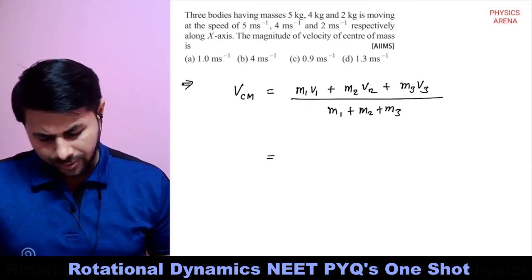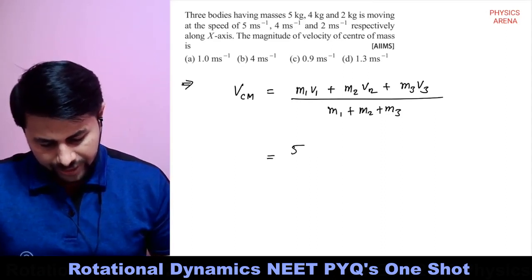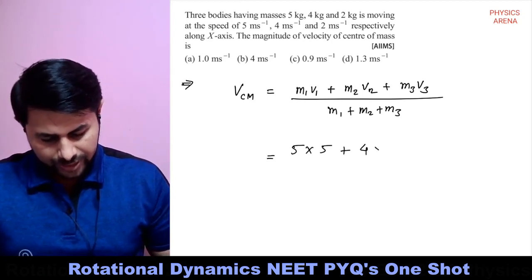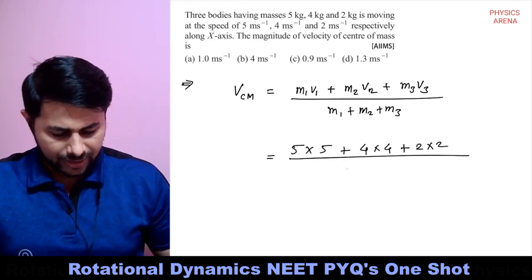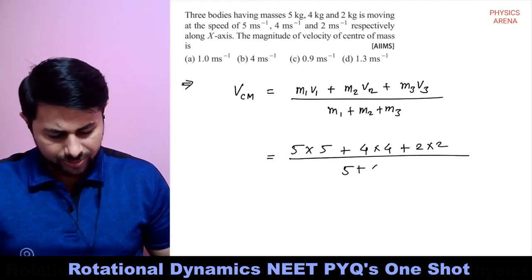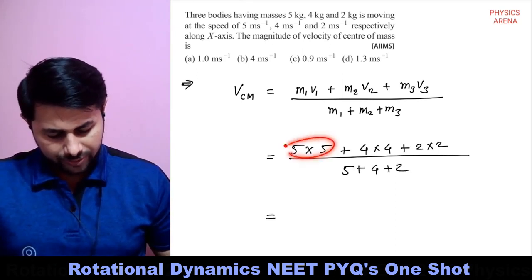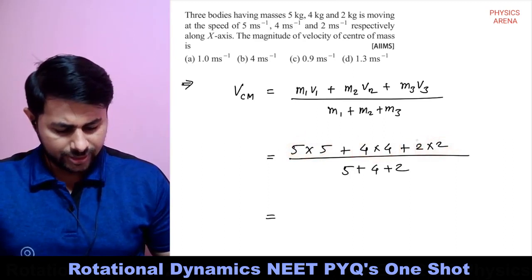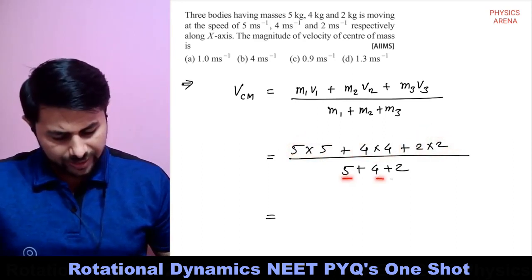So we just have to put the values. 5 kg times 5 meters per second plus 4 kg times 4 meters per second plus 2 kg times 2 meters per second, and in the denominator we have 5 plus 4 plus 2. So it is 25 plus 16 plus 4. So this is 20. 20 plus 25 is 45. 45 divided by 11.